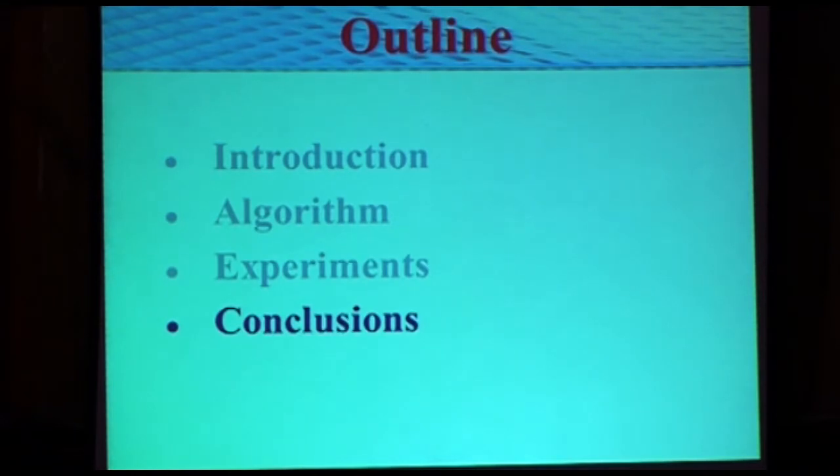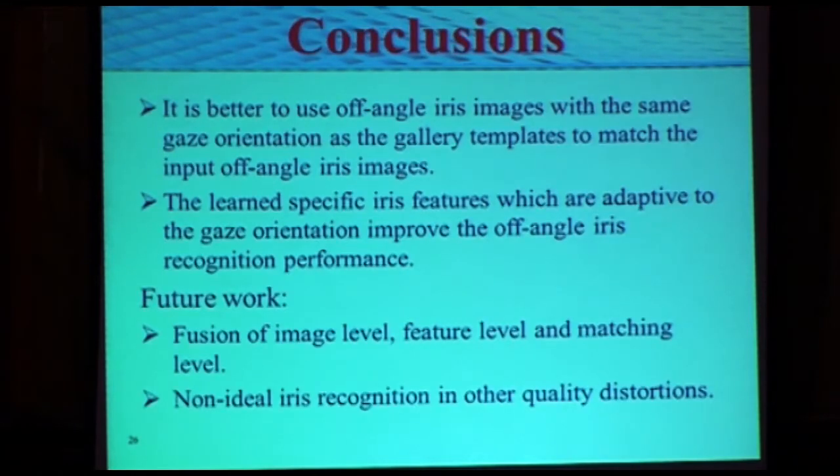Okay, let's briefly conclude the report. The experiments showed that the classification stage improved the recognition performance largely, so it's better to use an off-angle iris image with the same gaze orientation as the gallery template. It is very helpful for improving off-angle iris recognition performance. And the learned specific iris features, which are adaptive to the gaze orientation, improve the off-angle iris recognition performance.